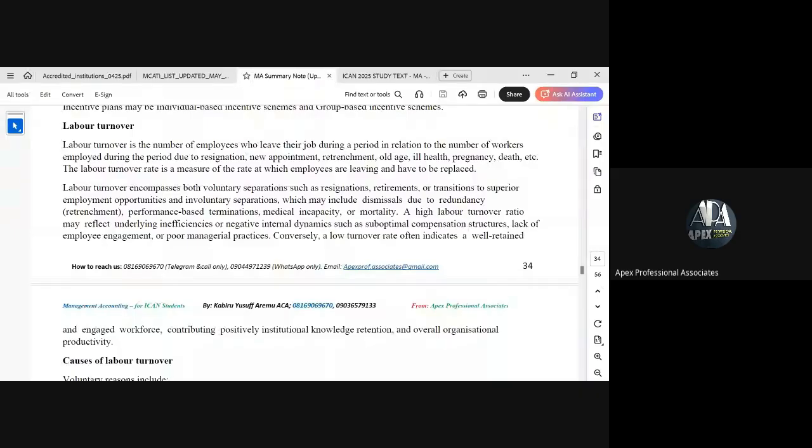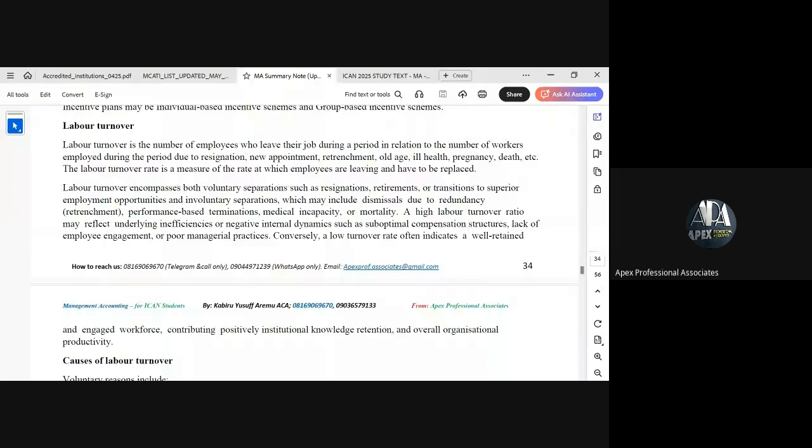So labor turnover encompasses people leaving for whatever reason. Maybe they are old and want to retire, or they are taking another job, or the organization is not good enough for them. People can also leave because they resign or transition to other employment. For whatever reasons, it can be good and it can be bad. So labor turnover encompasses both the good and bad reasons why people move out of a job or move into a job.